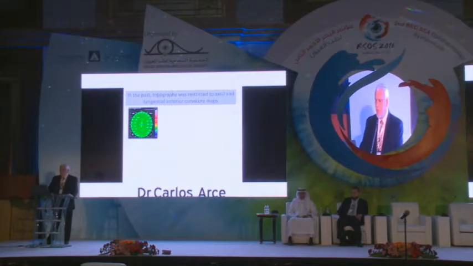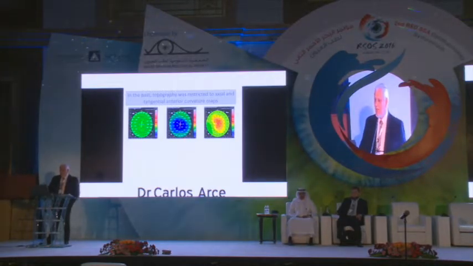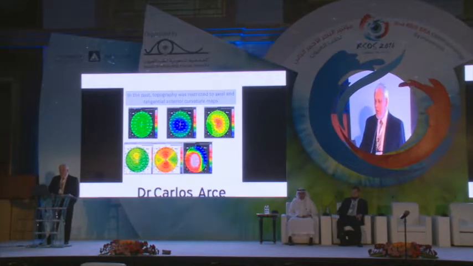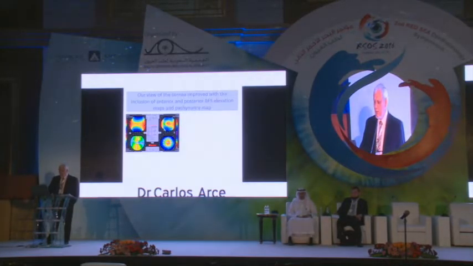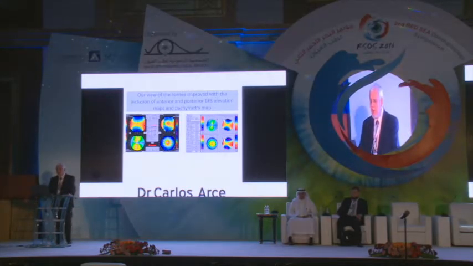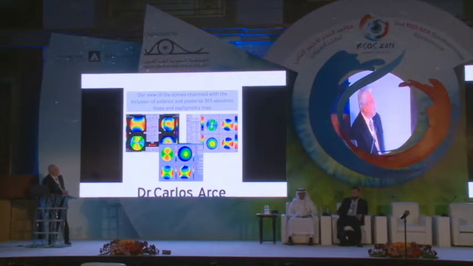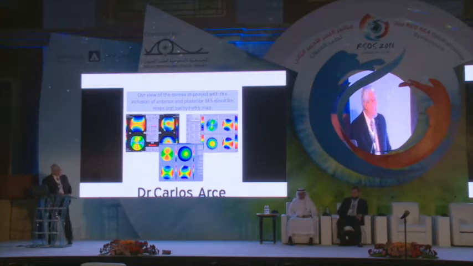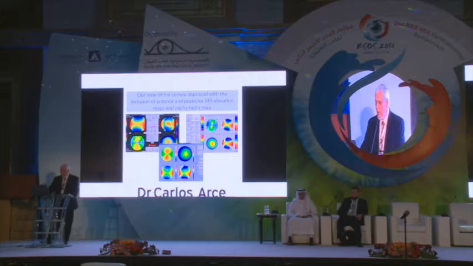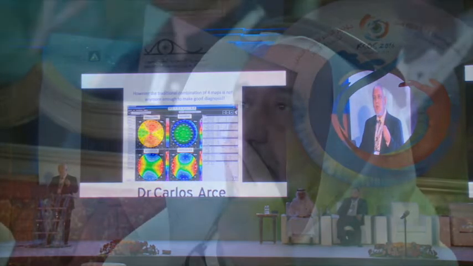In the past, topography was restricted only to axial and tangential anterior curvature maps like this, for different kinds of corneas. Our view of the cornea improved with the inclusion of anterior and posterior best fit sphere elevation maps and pachymetry maps. This is the same patient with the three main devices at that time, Orbscan, Pentacam, and Galilei G1. However, the traditional combination of four maps is no longer enough to make a good diagnosis.